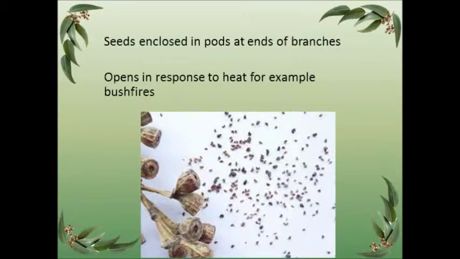Eucalyptus trees such as the common gum and paperbark have their seeds enclosed in pods. Their adaptation allows the seed pods to open during extreme heat such as bushfires and gives them space to grow if old trees are burnt down.